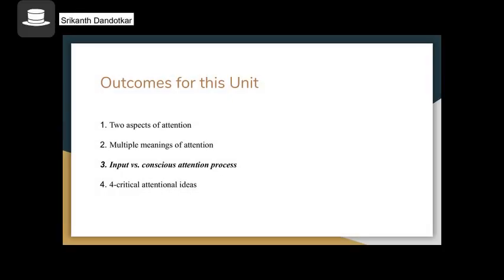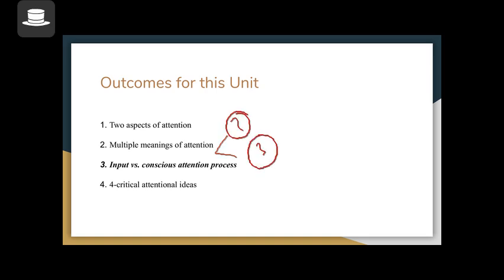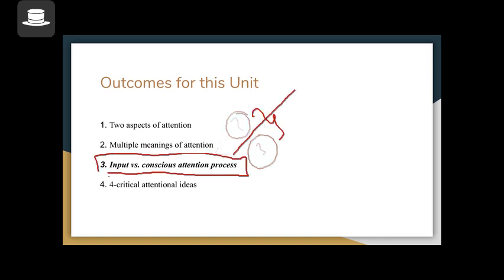Let's get to the third outcome. The previous outcome was to identify the six meanings of attention. We have categorized those into two bigger categories of input and output, or attention system 1 and attention system 2. Now, the outcome for this part is to differentiate these two systems: the input attentional system and the conscious attentional system, or attention system 1 and attention system 2.